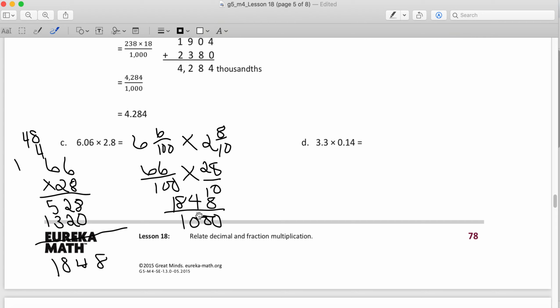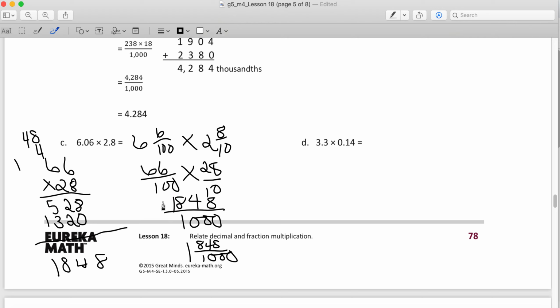thousandths. So in this number right here, 1,848, how many thousands are in there? Well, there's only one. And then what's left over? 848 thousandths.